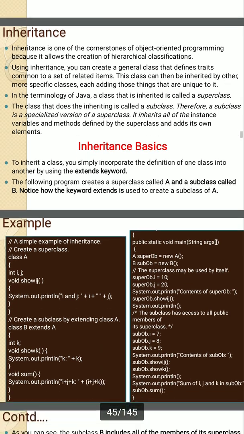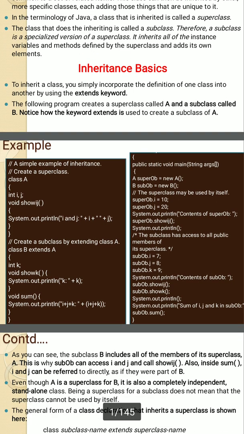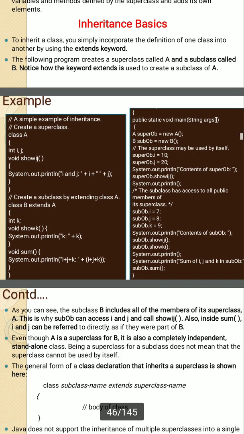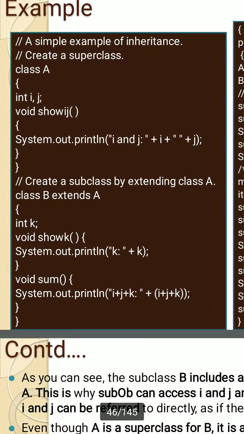To inherit a class, you simply use the keyword called extends. In the programming implementation, we have to use the keyword extends to inherit the features of the superclass into the subclass. The following program creates a superclass called A and a subclass called B. Notice how the keyword extends is used to create a subclass of A. This is an example of a superclass and a subclass.